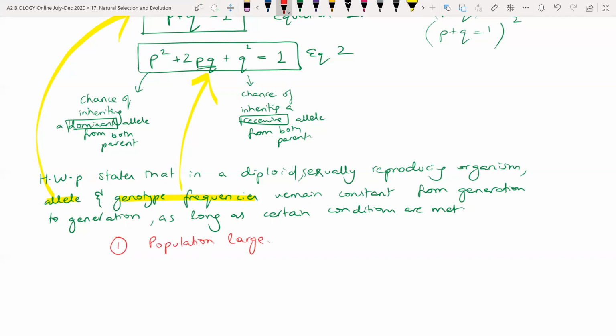Population is large, ठीक है? Which means that there is no genetic drift. And we talked about yesterday what genetic drift was. That's a spontaneous change or mutation in the genes. Number two, mating जो है वो random हो. Matings are random.